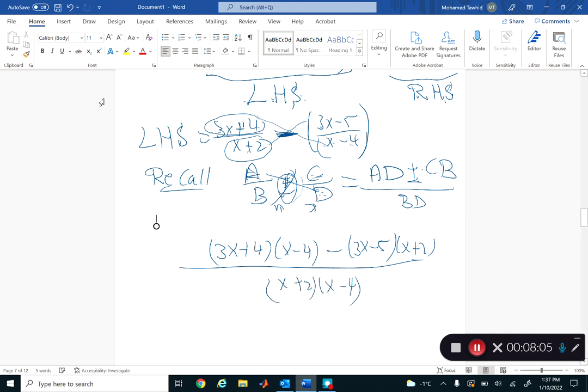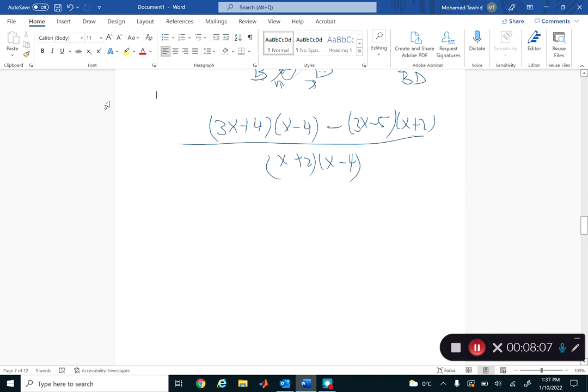All right, and then I have to simplify this as much as I can. How to simplify? Two brackets, expand. 3x multiplied by x, you get 3x squared. 3x multiplied by negative 4, you get negative 12x. Plus 4 multiplied by x, you get 4x. 4 multiplied by negative 4, you get negative 16. I close the bracket.